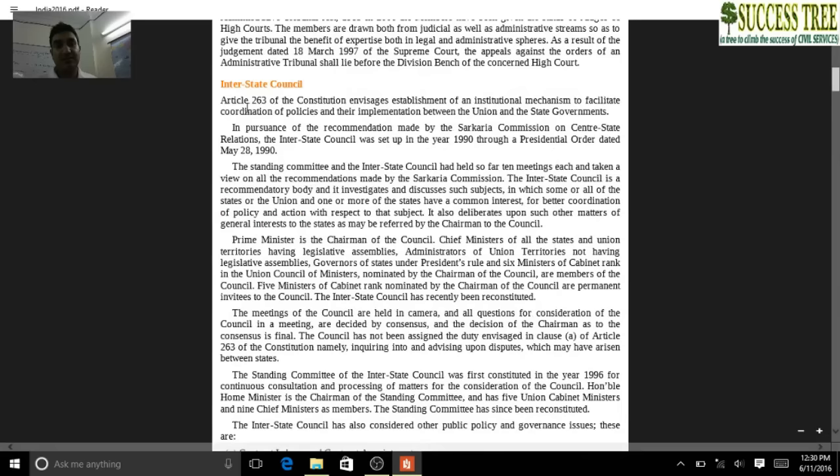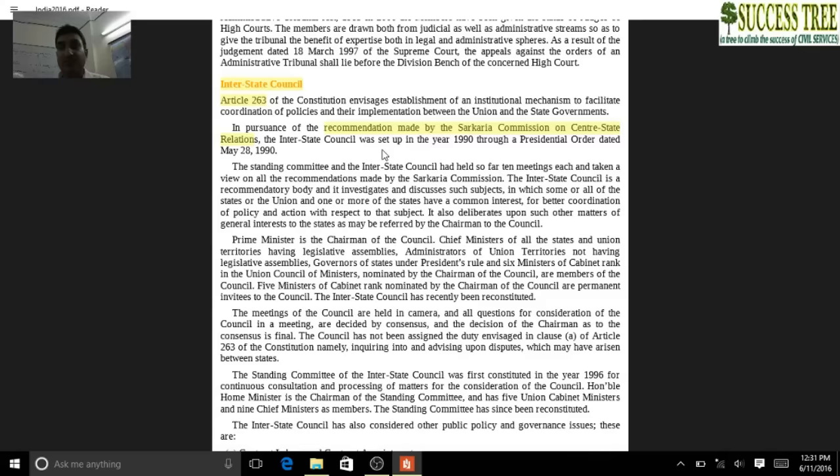Next is Interstate Council. This is again important from Lakshmikant. You can read it. Article 263. Okay. The purpose. One thing is it was established on the recommendation of Sarkaria Commission on Central State Relations, and through presidential order, it was established. So, to have a better understanding, better coordination between the different states, the Interstate Council is there to inquire into the disputes between states as well. It is also one of the ways, right?